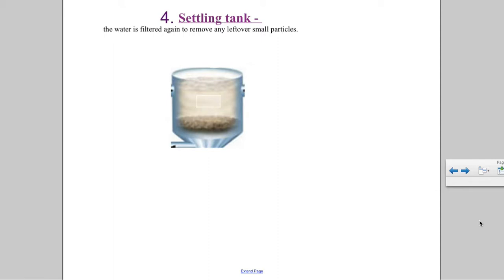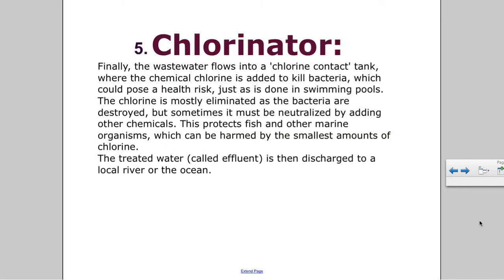The fourth part is another settling tank, because that did not get rid of all of the things that it could get rid of, or it was not able to get rid of everything. So the water is filtered again and removes any leftover small particles. Then the last part is the chlorinator. Finally, the wastewater flows into the chlorine contact tank, where the chemical chlorine is added to kill bacteria.